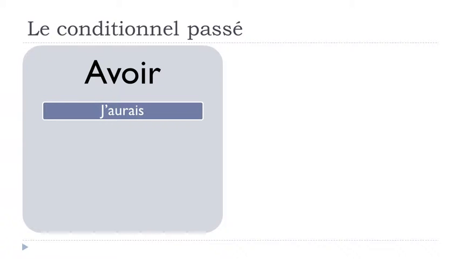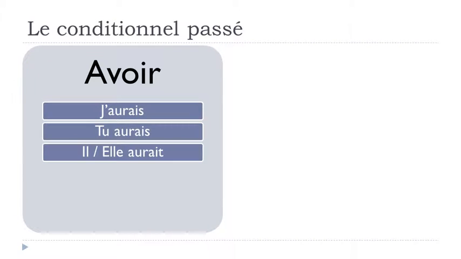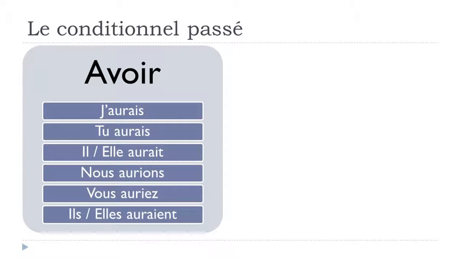So it's j'aurais, tu aurais, il aurait, elle aurait, nous aurions, vous auriez, ils auraient, elles auraient. That's what you will use in most of the cases. Let's see it one more time. J'aurais, remember, final S not pronounced. Tu aurais, same thing here, final S not pronounced. Il aurait, elle aurait, final T not pronounced. Nous aurions, liaison here, this little link. Nous aurions, final S not pronounced.